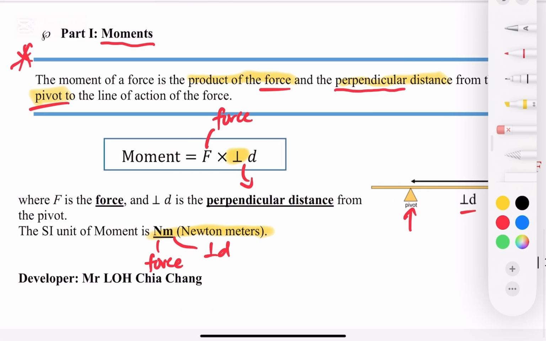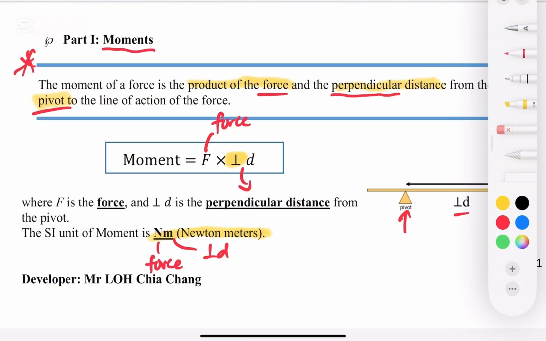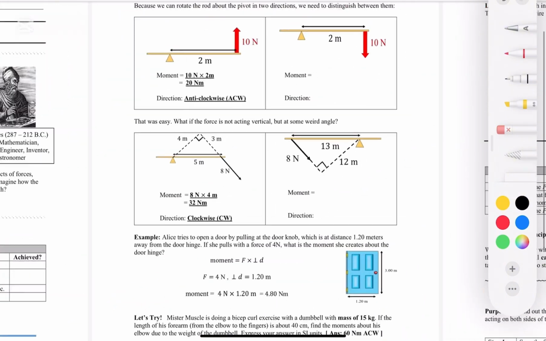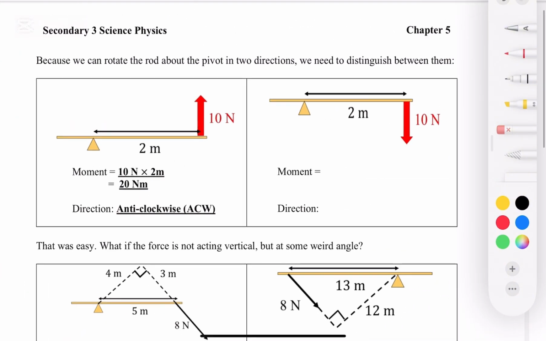You have to do that because later on in the next chapter, when we talk about work done, you will see that the formula is very similar, but instead of perpendicular, it's parallel. So we will see more of that later on, but just bear in mind to write the symbol perpendicular in this case. So let's look at some simple and a bit more complicated examples.